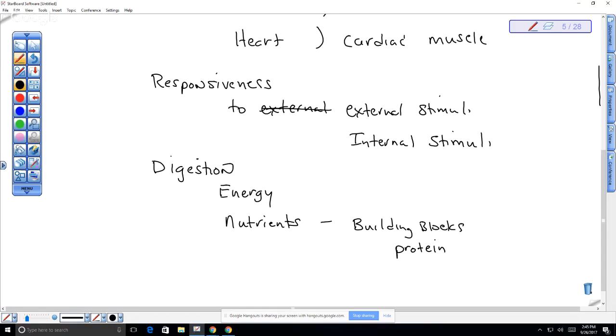But we also need things like vitamins. A lot of the vitamins that we require are what are called coenzymes. We're going to talk about enzymes a lot this quarter, but an enzyme generally is a protein that speeds up a chemical reaction. So vitamins are oftentimes necessary for chemical reactions to occur in our body. They're not the building blocks, but they're required for the chemical reactions to work. That's why they're called coenzymes.